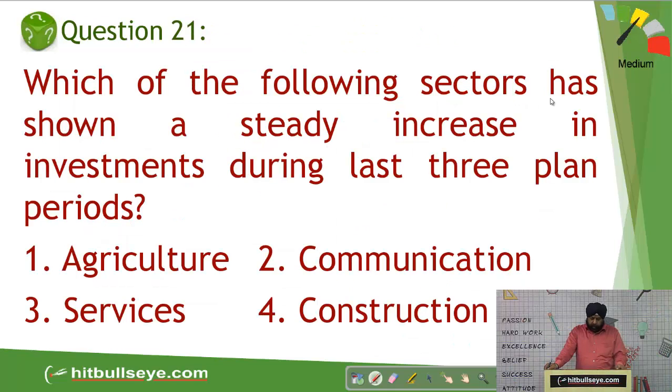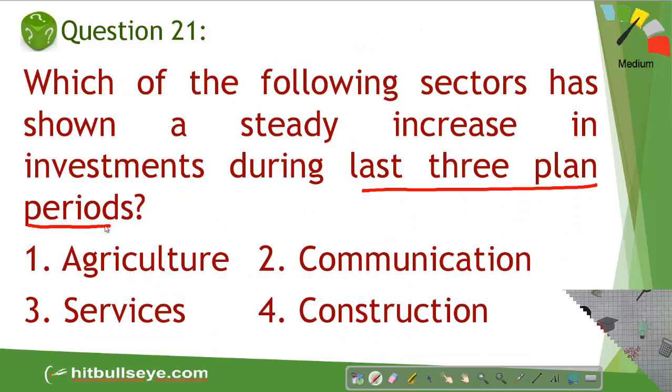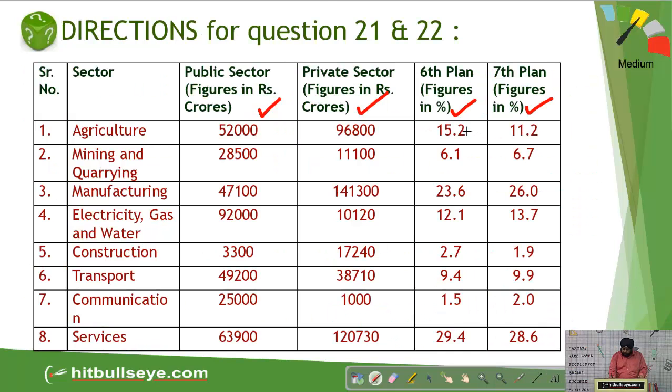The first question is, which of the following sectors has shown a steady increase in investment during the last 3 plans? Students, one important thing to note is that 4 options are given and none of these is not there. So we'll check each of them one by one. The options were agriculture, communication, services and construction. In agriculture, there is a decrease in the 5th, 6th and 7th plan. So it cannot be the answer. We need not check it for the 8th plan.